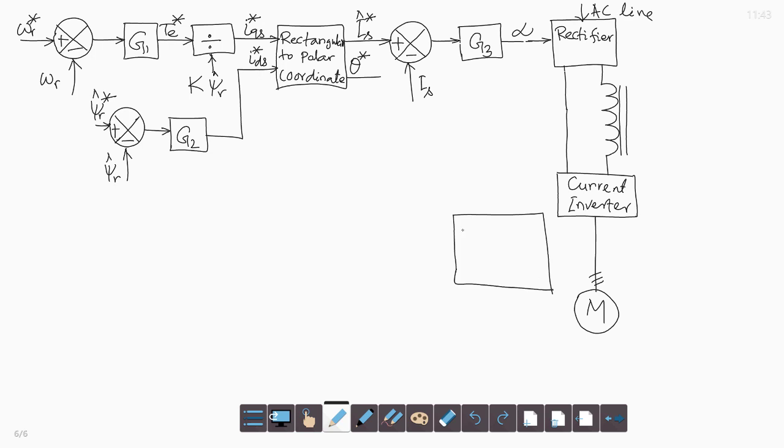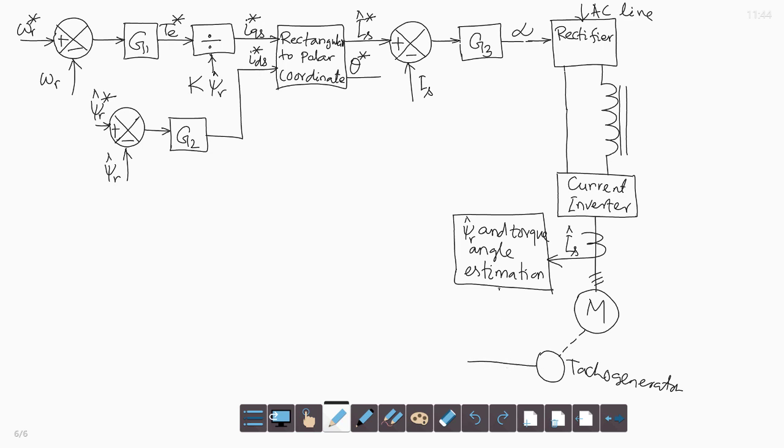Then we have psi r hat and torque angle estimation from the 3 phase current IS feedback, and also there is a tacho generator or shaft sensor which gives speed information omega r.